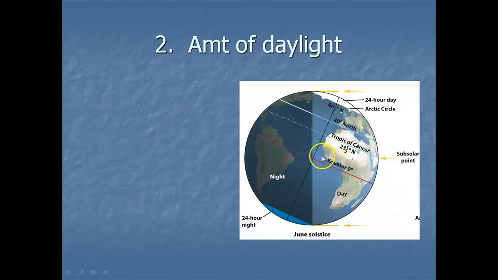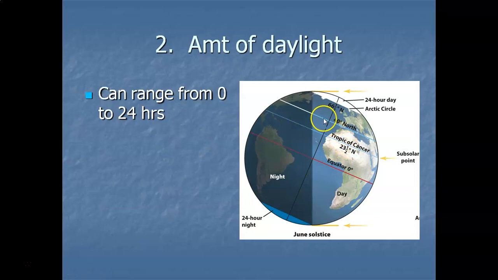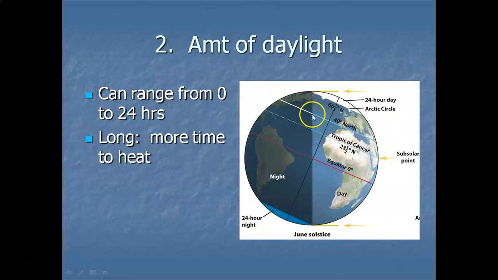And then the second thing that I was really trying to emphasize when we were going over the model is the amount of daylight. The longer the daylight that you have, the more potential heating that you're going to have. And we've seen that on Earth it can range from 0 to 24 hours. But if you're tilted towards the sun and rotate the Earth, you can see that you're experiencing long periods of daylight during the summer months.